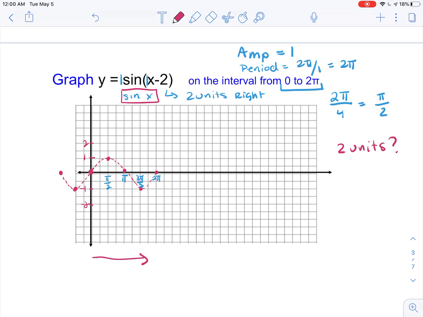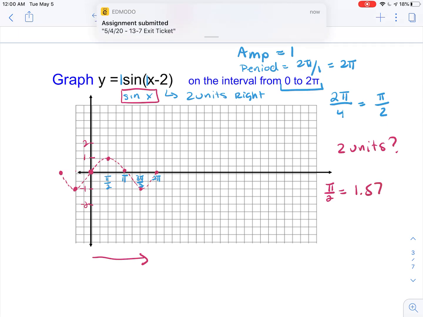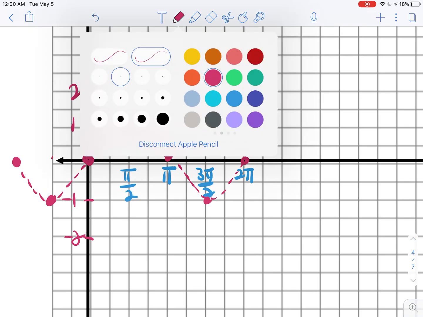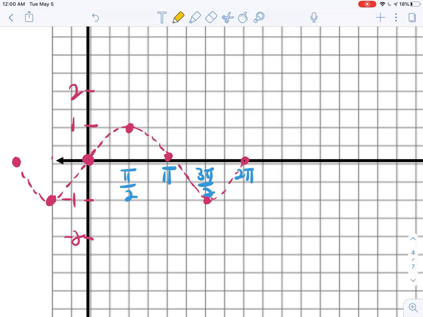So now the next question is, where exactly is 2 units? Is it 2 boxes? No, it's not. Because 2 boxes is equal to pi over 2, which if you type into your calculator is equal to 1.57. So 2 boxes is going to be shy of 2 units, which means the shifts that I'm going to make are going to be 2 boxes and a little bit.